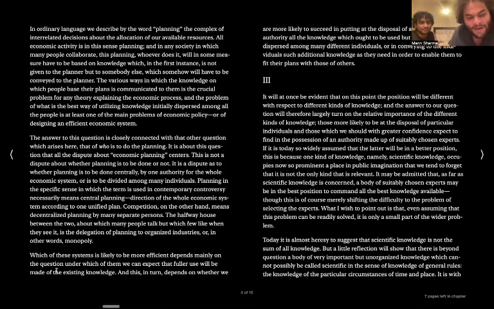Which of these systems is likely to be more efficient depends mainly on the question under which of them we can expect the fuller use will be made of existing knowledge. And this in turn depends on whether we are more likely to succeed in putting at the disposal of a single central authority all the knowledge which ought to be used, but which is initially dispersed among many different individuals, or in conveying to the individuals such additional knowledge as they need in order to enable them to fit their plans with those of others.